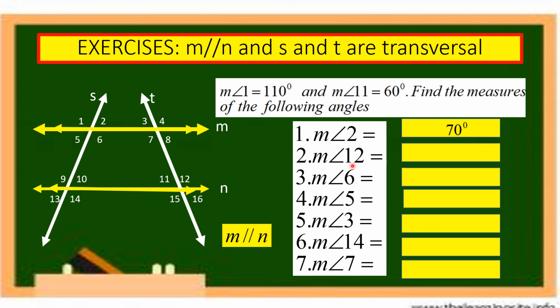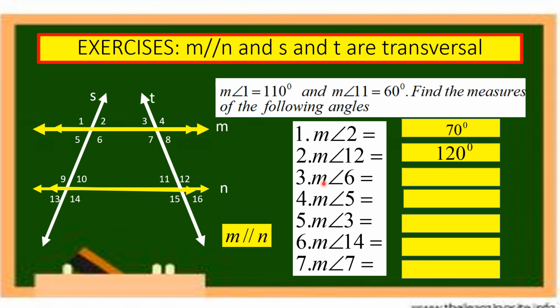We need to find the measure of angle 12. What is the measure of angle 12? Angle 11 and angle 12 are supplementary. The measure of angle 11 is 60. Therefore, the measure of angle 12 is 120 degrees.